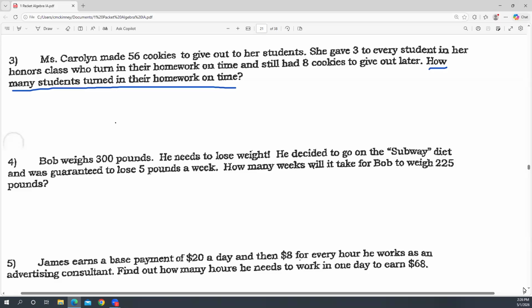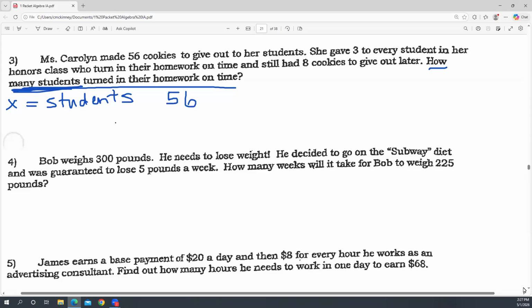How many students? So my X will represent students, specifically students who turn their work in on time. But that's going to help me to know if I can find the word students, one of these numbers is going to need an X with it, right? Something has to have an X. So when I get to something about students, then I might think, this is where my X belongs. So let's just take it from the beginning. Miss Carolyn made 56 cookies, so 56.